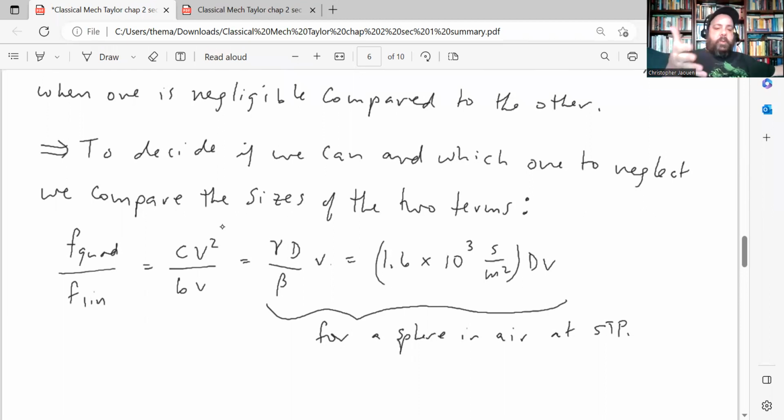So you take the ratio of the quadratic force divided by the linear drag force. By the form that they take, that's CV squared over BV. You can cancel the common factor of V, and then for a spherical projectile in air at STP, you can replace C and B by what we said above, and that gives you gamma D over beta times the velocity. So it's proportional to the velocity and the diameter of the sphere. And we can actually calculate gamma over beta. It's equal to 1.6 times 10 to the third seconds per meter squared, times the diameter of the sphere times the velocity.